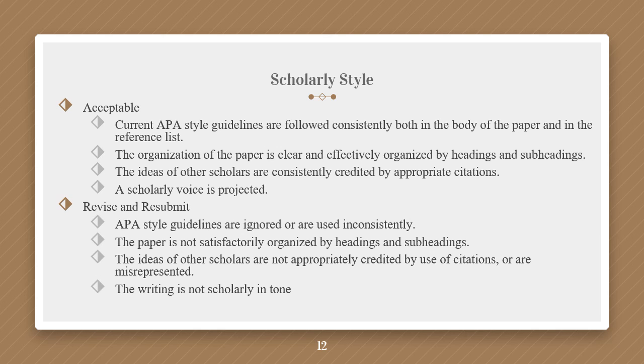Finally, your paper will be evaluated on its scholarly style. So currently we're using APA 7th edition. So you want to be sure that you're following the APA style guidelines. We have a link on the page for APA resources that you can access for free. You also want to make sure that your paper is clearly and effectively organized. You want to make sure that you are consistently providing credit to other scholars' ideas through appropriate citations, and you want to use a scholarly voice. You want to use the scholarly register of the English language.